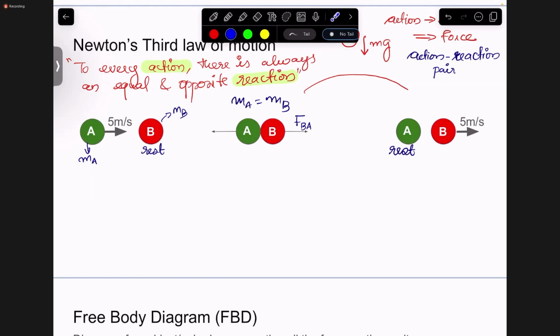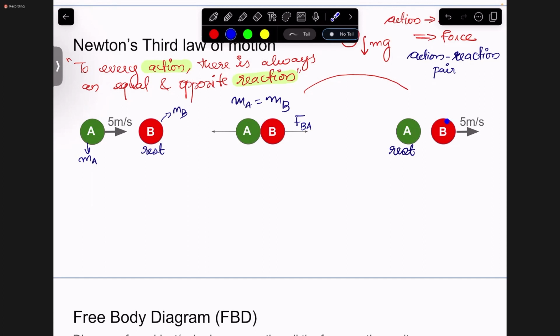Similarly, you will see object A comes to rest. That means something is reducing its velocity to 0. So what is reducing its velocity? Obviously, there is an external force. What is that external force? It's due to object B, due to B acting on A.